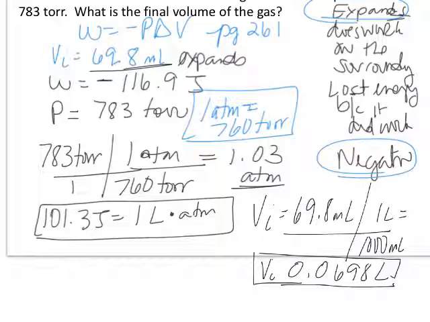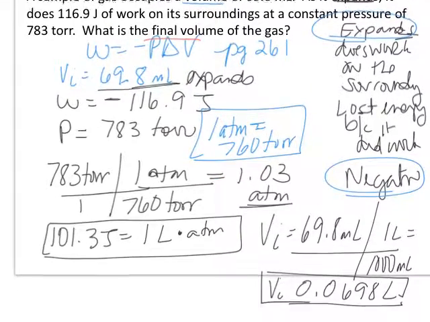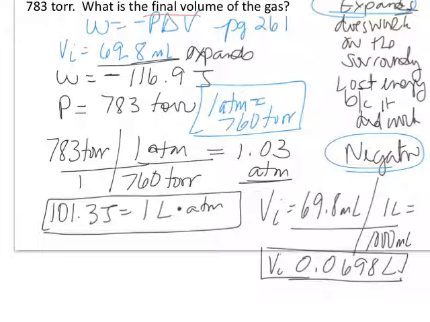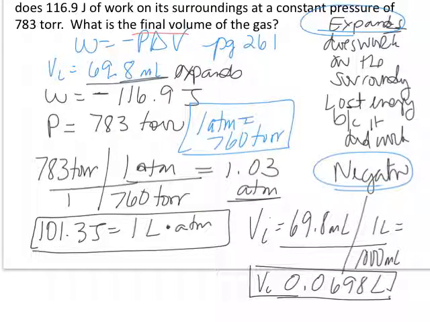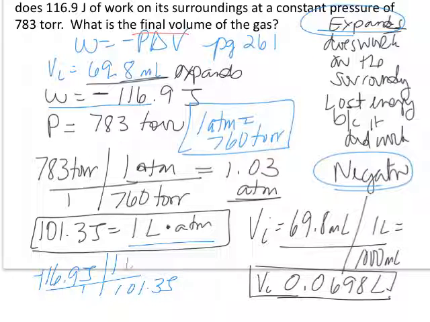And they want to know the final volume. What is the final volume of the gas? So you also want to convert work into liters atmosphere. So we're going to go to negative 116.9 joules. And we have 101.3 joules equals 1 liter atmosphere. And that's going to be negative 1.15 liters times atmosphere. Now you have everything in the right units.